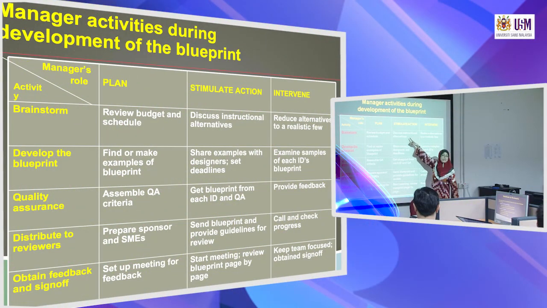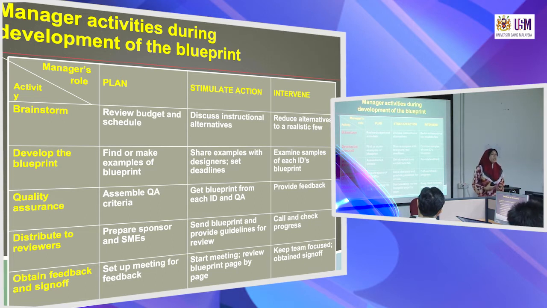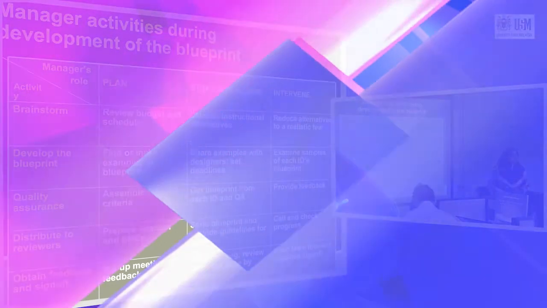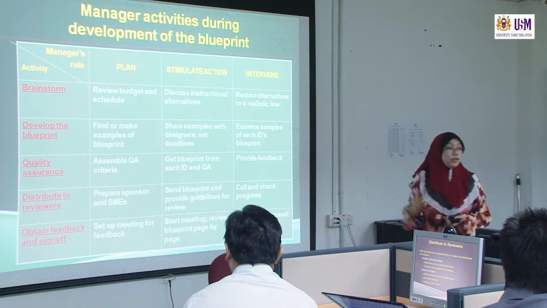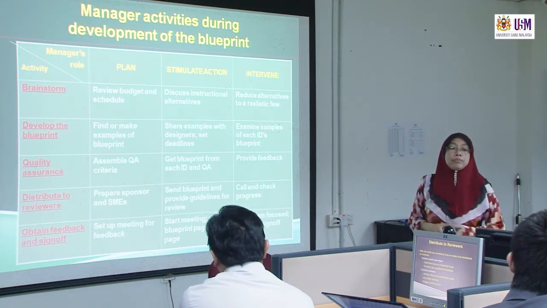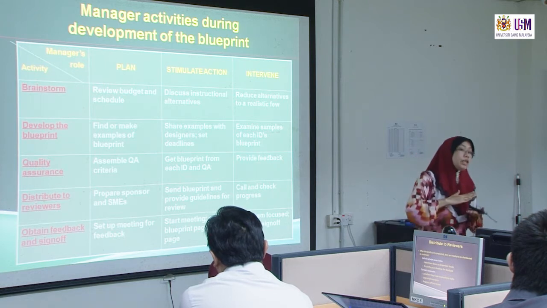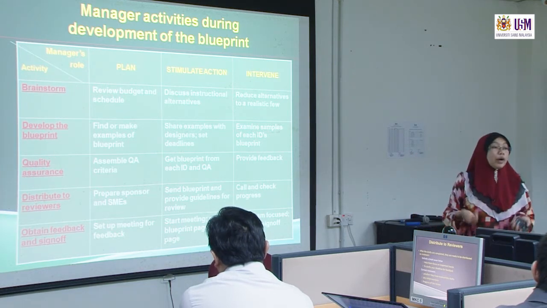Then discuss instructional alternatives. You have discussed this in your seminar planning. For example, do we need a forum? Do we need a workshop? We discussed that we don't need a workshop, but we need a demonstration. Those are the instructional alternatives. Then intervene: reduce alternatives to a realistic few, meaning that if we are not able to do a lot of demonstrations, then we reduce them according to what we can do.